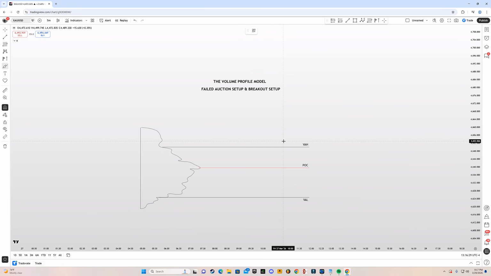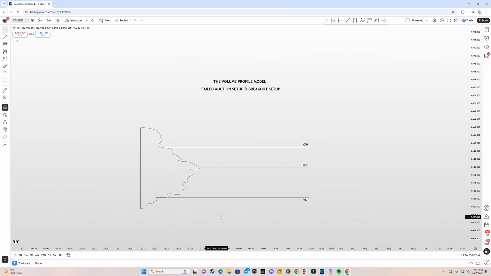Now, it doesn't mean that I've stopped trading ICT. I still trade ICT, but I believe that I've taught you everything about ICT at this point. And now I want to teach you something new, because if this resonates with you and if this feels easier to you, you can use this and just stop trading ICT. You don't really have to use ICT if it's not working for you. That makes sense, right? So the volume profile model: failed auction setup and breakout setup.